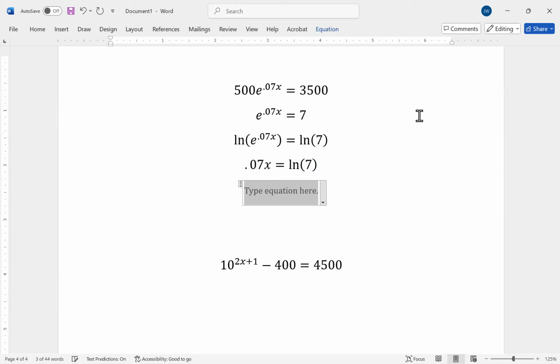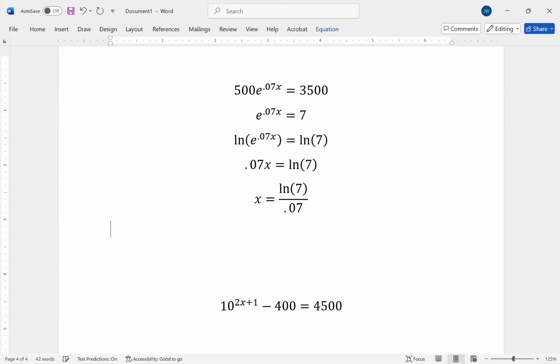Then I would simply divide both sides by 0.07. So the precise answer is natural log of 7 divided by 0.07. That would be the exact answer. And obviously, most of the time, I would ask for the approximation, which is 27.80 rounded to 2 decimal places. That's how we can solve this exponential equation.